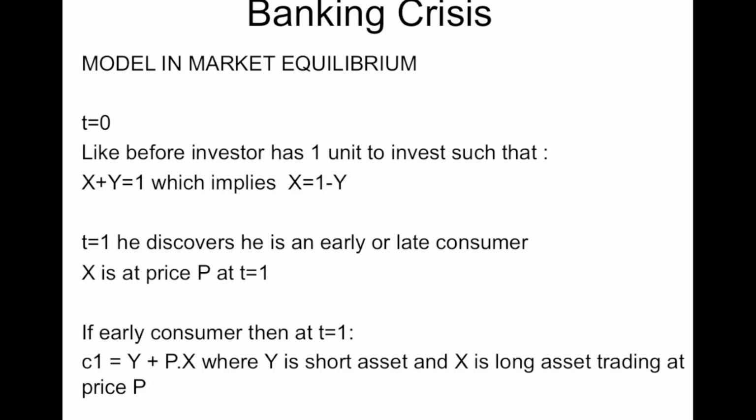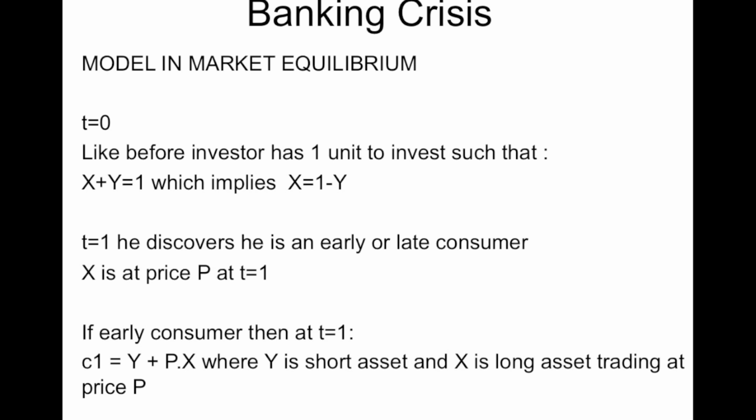So let's go back to the model. The model in market equilibrium works very similarly to the market in autarky. At time t is equal to 0, like before, the investor has got only 1 unit to invest. Here's the condition that we put in earlier: the amount of capital that he's going to invest in the short-term asset and the long-term asset equals 1. So he has got 1 unit to invest, and the short-term asset and the long-term asset together should equal the money that he has.